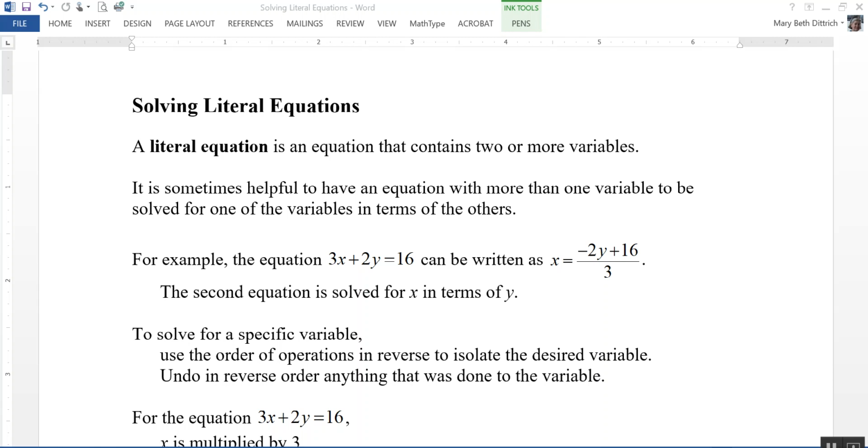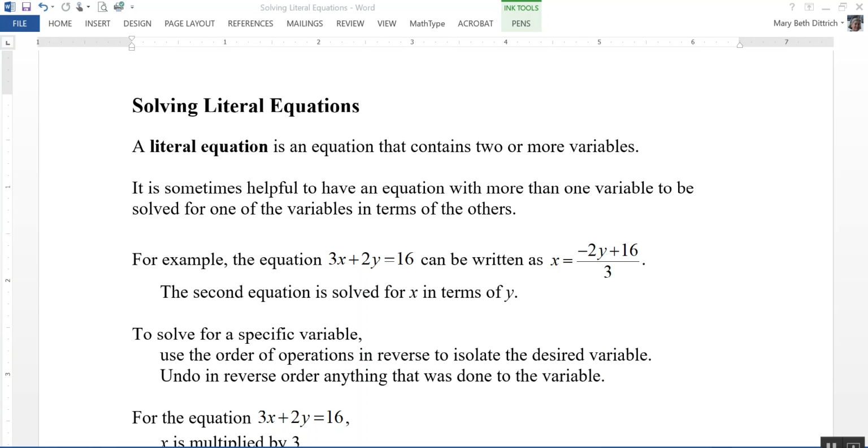This video is on solving literal equations. A literal equation is an equation that contains two or more variables. It's sometimes helpful to have an equation with more than one variable to be solved for one of the variables in terms of the other.